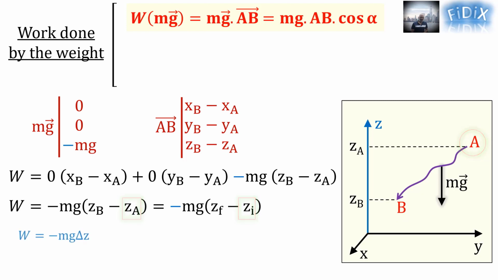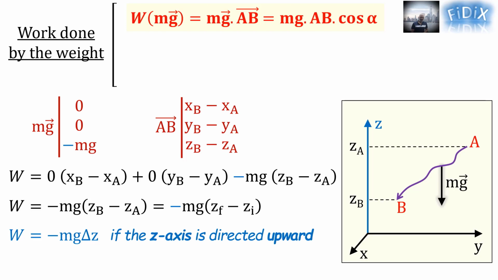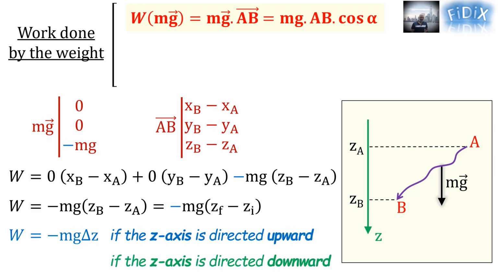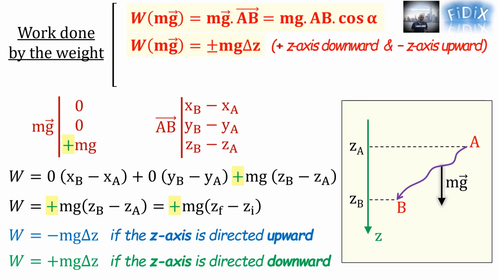This can be written as W equals minus mg delta z if the z-axis is directed upward, as in the figure. If the z-axis is directed downward, the coordinate of vector mg on the z-axis becomes plus mg, which leads to W equals plus mg delta z. As a result, the work done by the weight is equal to plus or minus mg delta z, depending on the direction of the vertical z-axis.